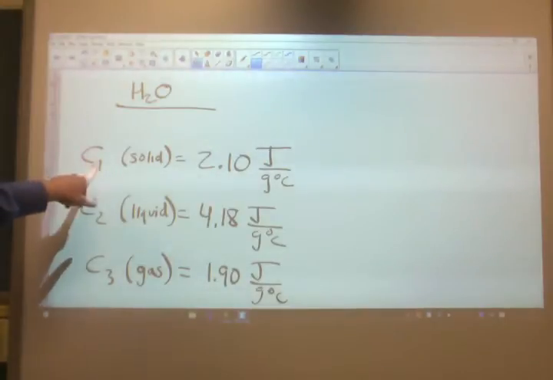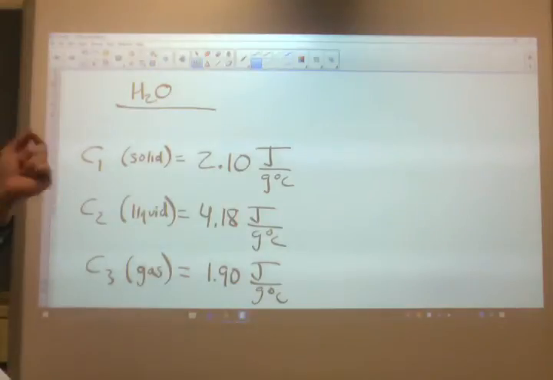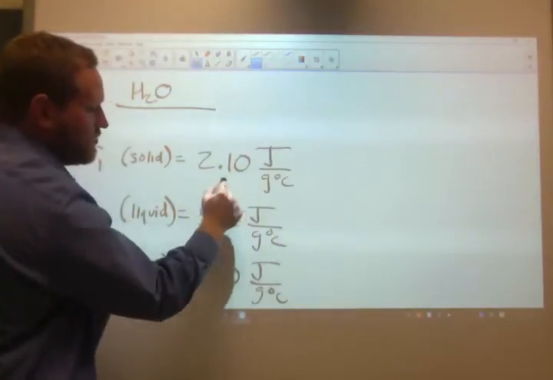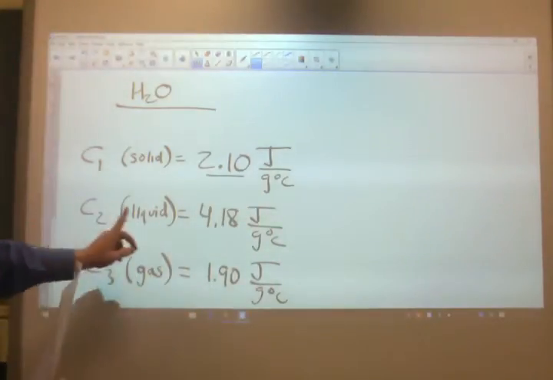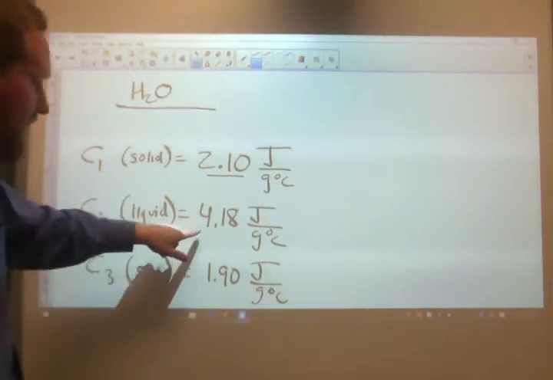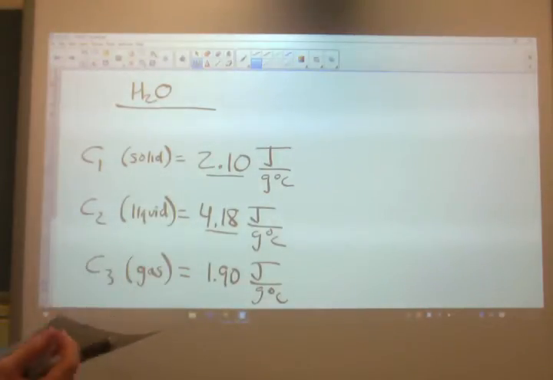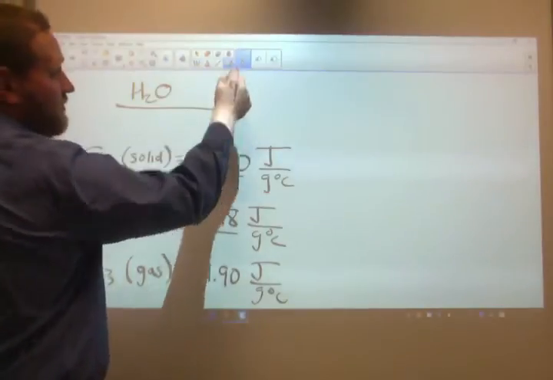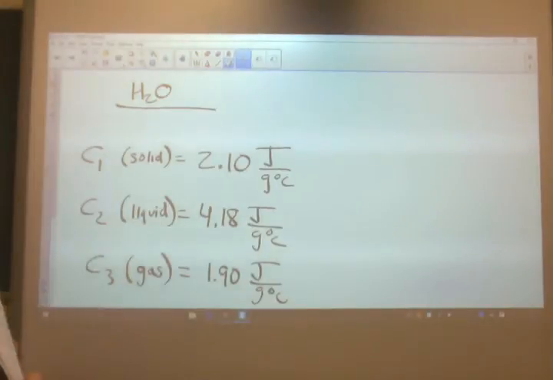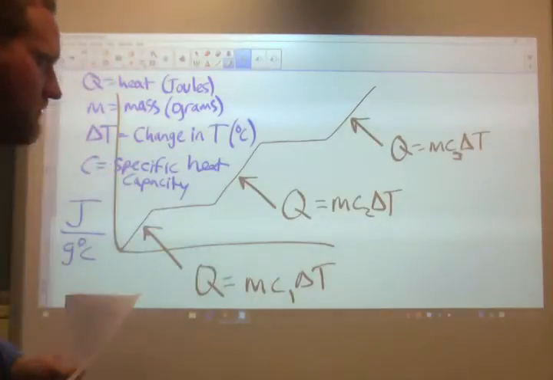So again, what this means is if I have ice at like -10 degrees, and I want to increase the temperature of 1 gram of ice by 1 degree Celsius, I need 2.10 joules. If I have that same 1 gram, but now it's liquid, and I want to increase its temperature by 1 degree, I need 4.18 joules. So it's pretty much double. You need almost twice the amount of energy to increase the liquid temperature as opposed to the solid temperature. Anyway, these are our C values, and that covers 3 formulas.